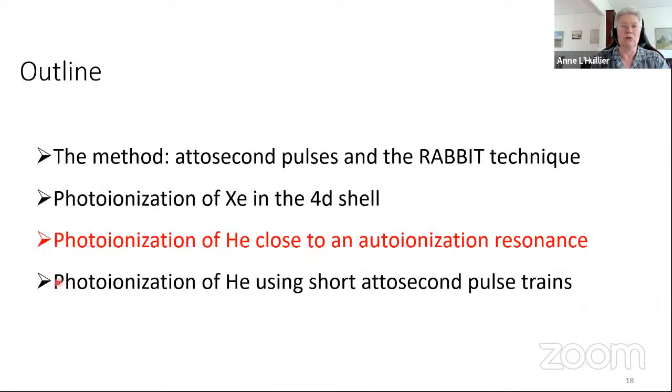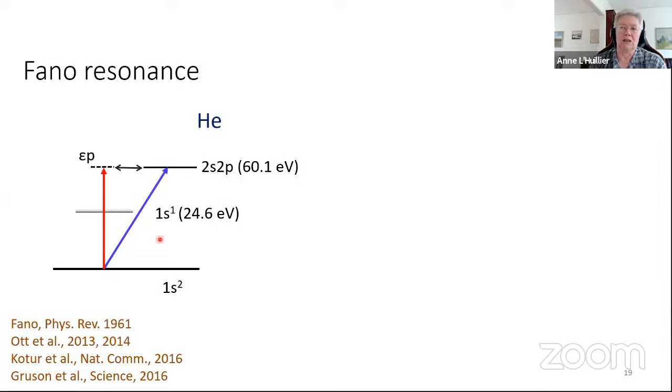Now let me move to the second topic, which is to look at photoionization of helium close to an autoionizing resonance. We look at the well-known 2s2p resonance in helium, and this is a problem which has been described theoretically by Ugo Fano in 1961, and then studied by several groups, the group in Heidelberg as well as in Saclay.